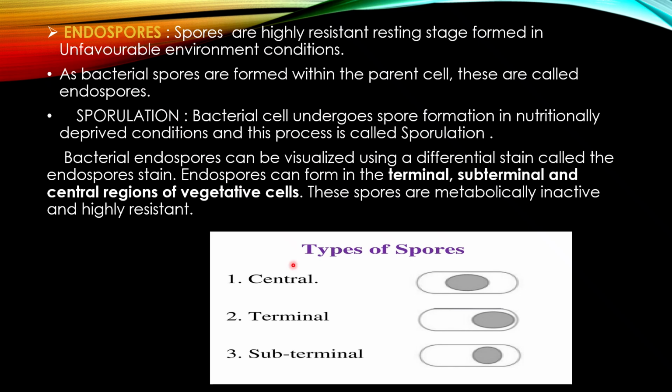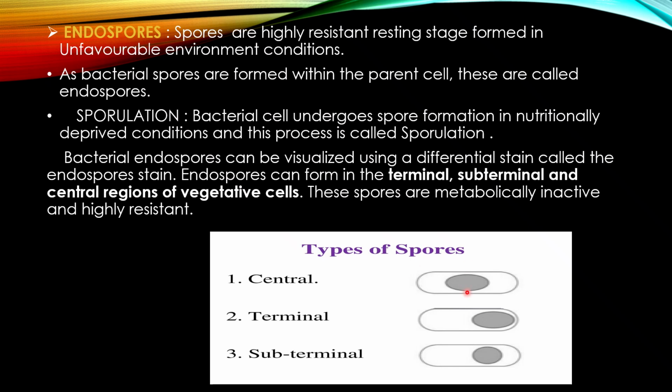Bacterial endospores can be visualized using a differential stain called an endospore stain. Endospores can form in the terminal, subterminal and central regions of vegetative cells. These spores are metabolically inactive and highly resistant. So to visualize them, you need to do a special staining technique, that is a differential staining technique, which is called endospore stain.